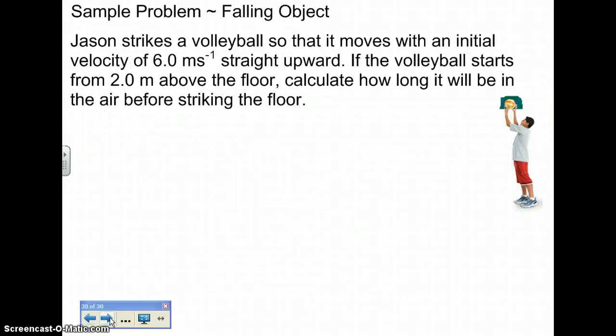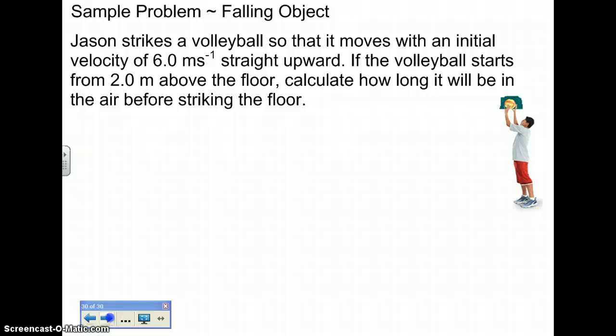So let's try this problem out here together. Jason strikes a volleyball so that it moves with an initial velocity of 6.0 meters per second straight upward. If the volleyball starts from 2.0 meters above the floor, calculate how long it would be in the air before striking the floor. So it's coming back down, guys. It's negative. It's coming back down.